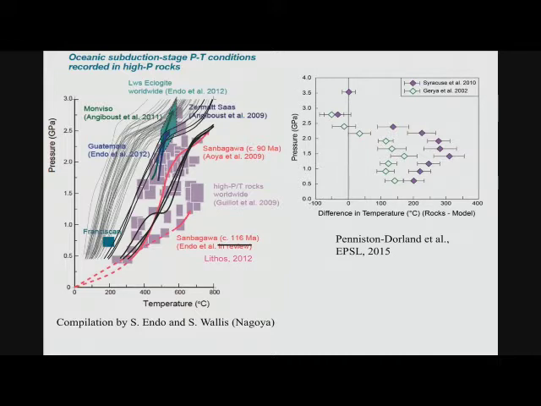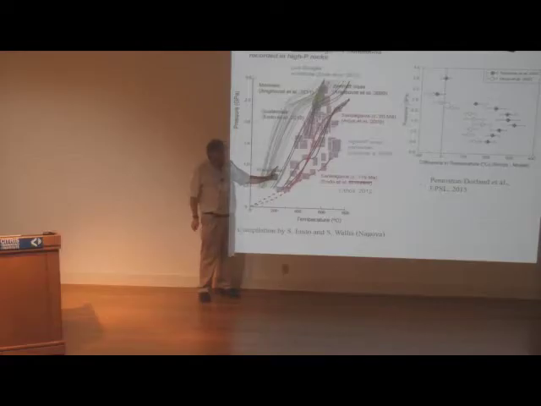This is ours. I talked to Simon Wallace and his student Endo, who put together a global compilation of exhumed rocks, which may be directly related to subduction, up to about 2.5 GPa. So this includes continental fragments, but also blueschist and eclogite, things like that. Our models match only for the intermediate temperature to the warm temperature.